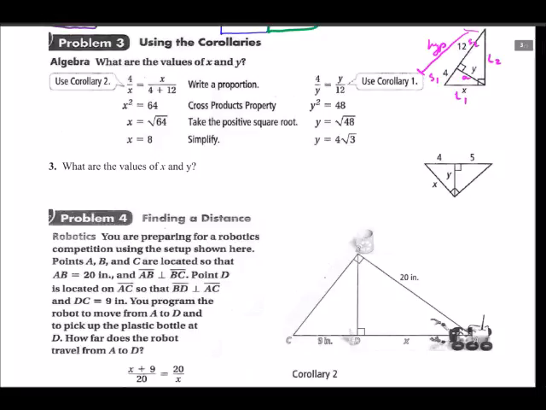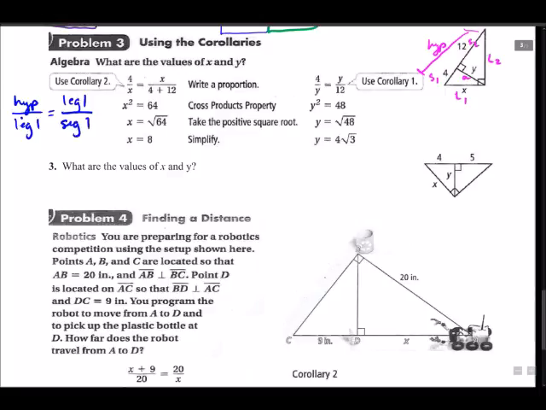So what am I going to do first? I'm going to use my leg formula first, because that's for x. So to find x, I'm going to use hypotenuse over leg 1. I'll write it out for you this time. Hypotenuse over leg 1 equals leg 1 over segment 1, because the legs are the means, they're the geometric mean.